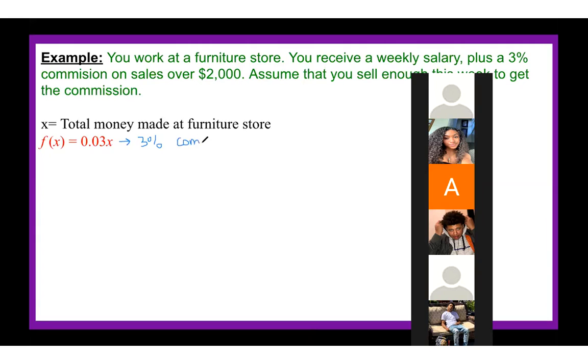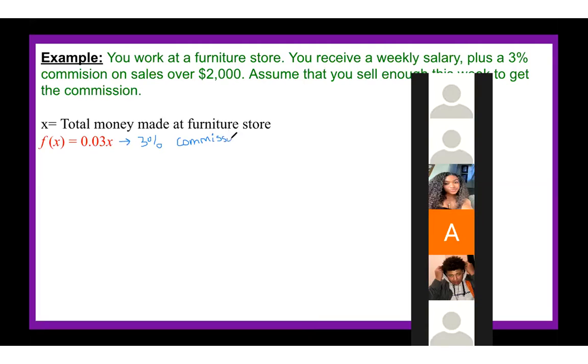How do you spell commission? There we go, two M's. Perfect. Let's write that down. So this function right here represents the 3% you get on the commission. Perfect. You write that down.